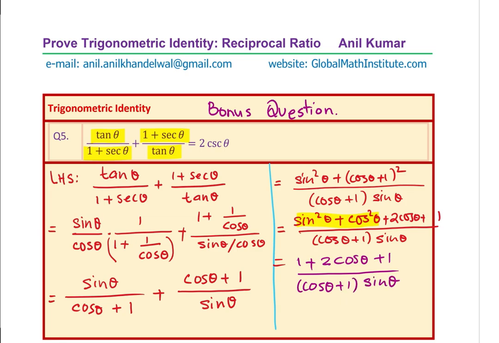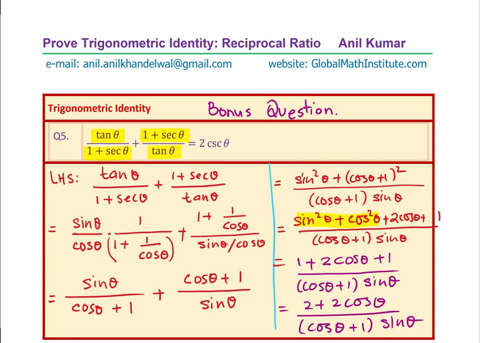You can see 1 plus 1 is 2, so I can write this as 2 plus 2 cos theta over cos theta plus 1 times sine theta, correct? You get the idea? Now, can you get the right hand side? You can factor 2, then you get 1 plus cos theta, which cancels, and you get 2 over sine theta, which is 2 cosecant theta, right?